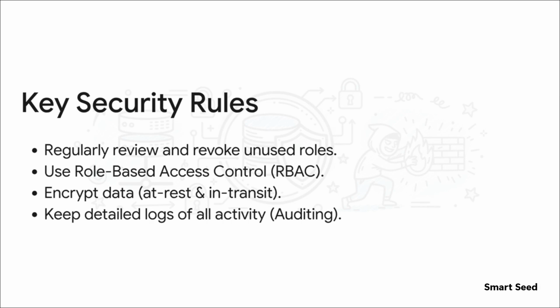Third, encrypt your data. This is like writing all your secrets in a code that only you can read, both when it's just sitting in the vault, that's data at rest, and when you're sending it by messenger, that's data in transit. And finally, you have to keep a super detailed logbook of who goes where and when. That's called auditing, and it's how you spot if anyone's been snooping where they shouldn't be.